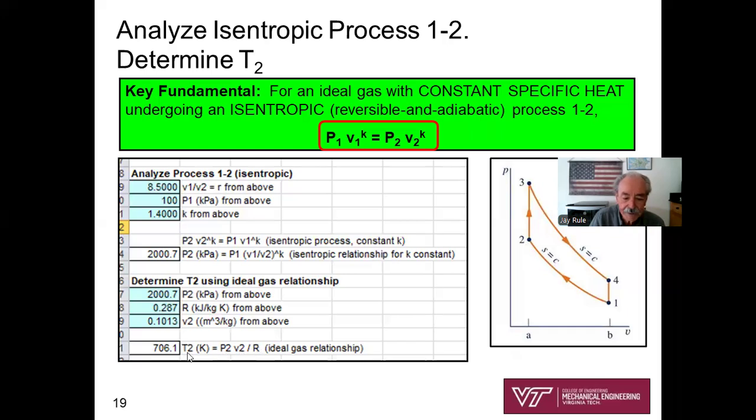P2V2 is equal to RT2, all right? And so numerically, T2 is 706.1. Okay, so now I've got T2. I'm trying to figure out T3 though, but at least I'm a little closer to state 3. What are we going to do now?